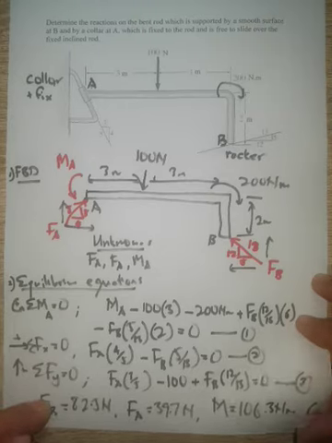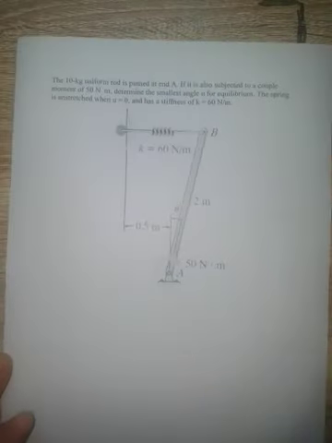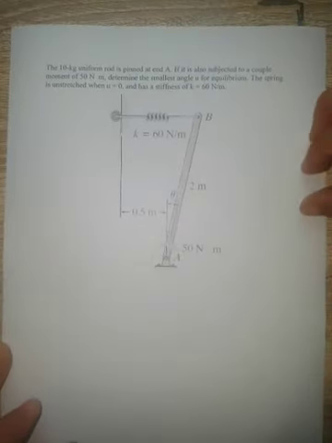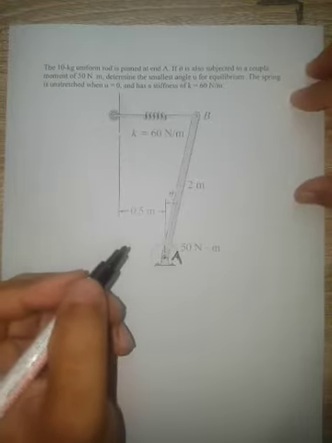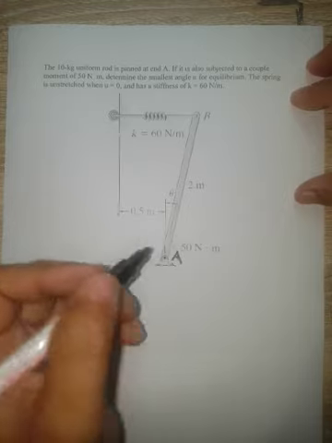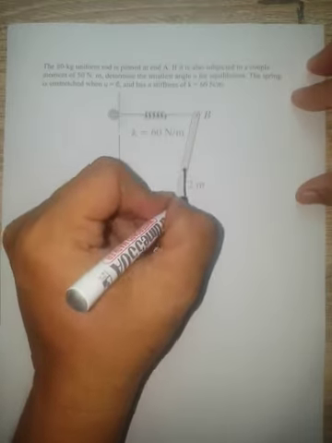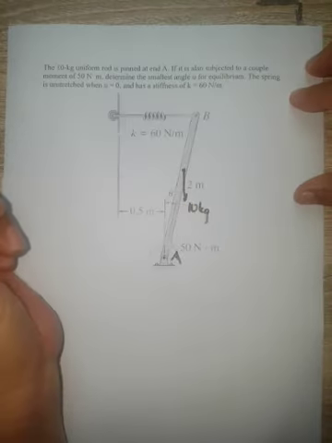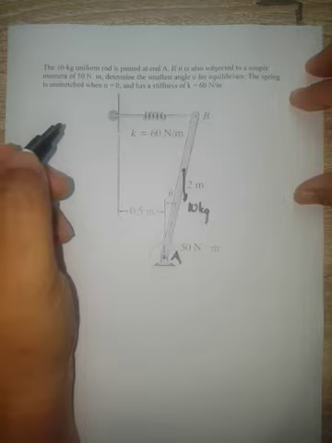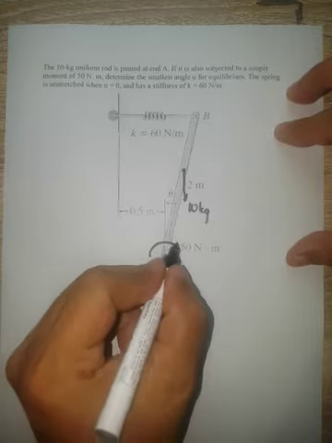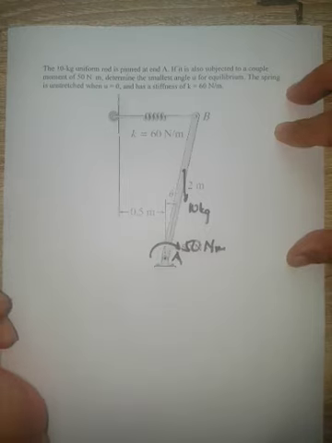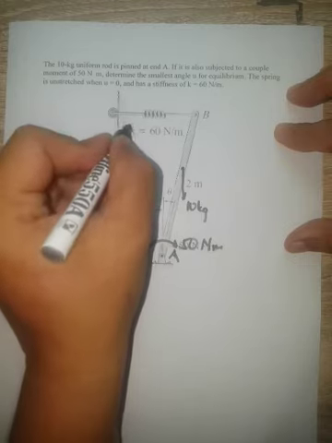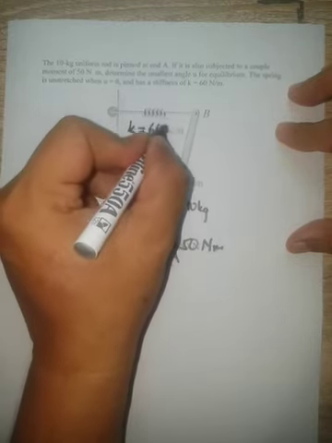Okay, then I'm going to show you another example. A bit tricky, this example. The 10 kg uniform rod is pinned at A. It is point A, pin jointed. It is also subject to a couple. The rod has 10 kg weight. This also has a couple moment here, 50 Newton meter. And at joint B is a spring, with spring stiffness 60 Newton per meter.